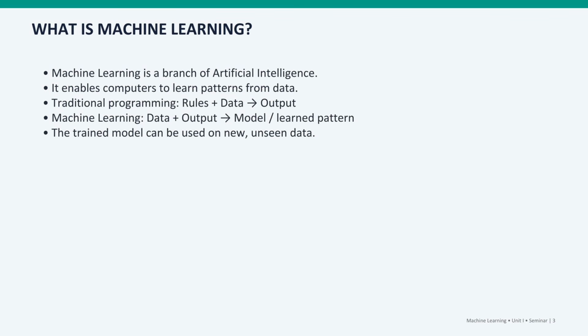What is machine learning? Before going into supervised and unsupervised learning, let's understand what machine learning means. Machine learning is a branch of artificial intelligence that enables computers to learn patterns from data. In traditional programming, we provide rules and data, and the computer provides an output. But in machine learning, we provide data and examples of output. The system learns a model or pattern from them. After learning, the model can be used to make predictions and decisions for new data.